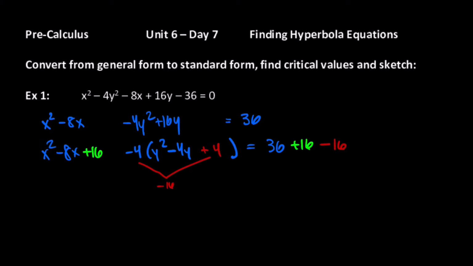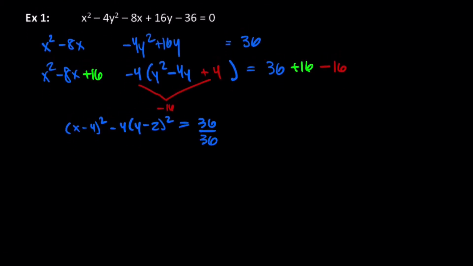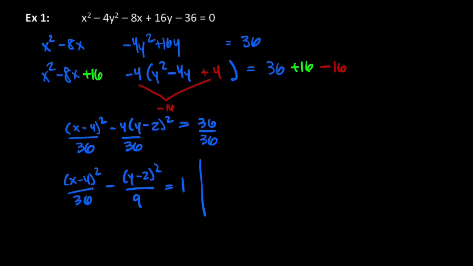All right, so writing the equation from here, I'm going to have x minus 4 squared minus 4 times y minus 2 squared equals 36. Remember, standard form is equal to 1, so I'll divide both sides by 36. And that will give me x minus 4 squared over 36 minus y minus 2 squared over 9 equals 1. And there's your standard form.